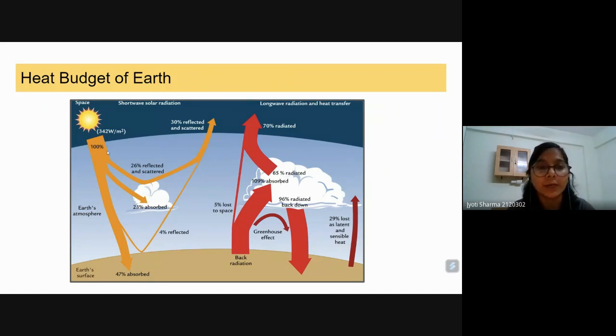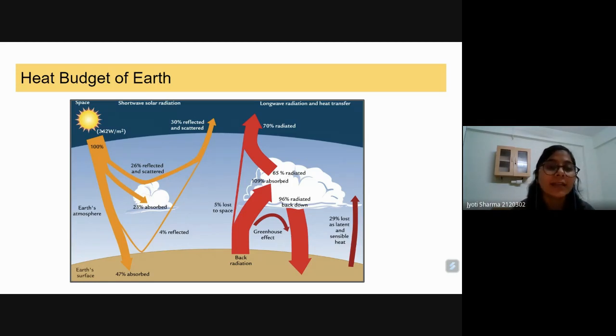Let's talk about the budget of the earth. The budget of the earth says that whatever amount of solar radiation we are getting in the atmosphere, an equal amount must escape into outer space. Why should there be net zero radiation? If less energy is going outside, it will constantly raise the temperature of the earth. So this can't happen.